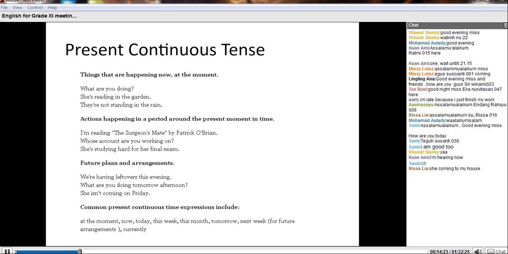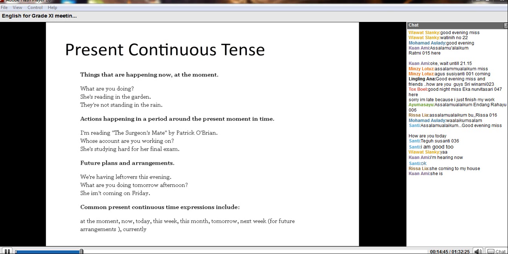Ah, Mbak Risalia, harus ada tubinya. Tubinya siapa? Oke, okay. She is coming. Ya, jadi nanti ya, ada patternnya nanti saya tunjukkan nanti.